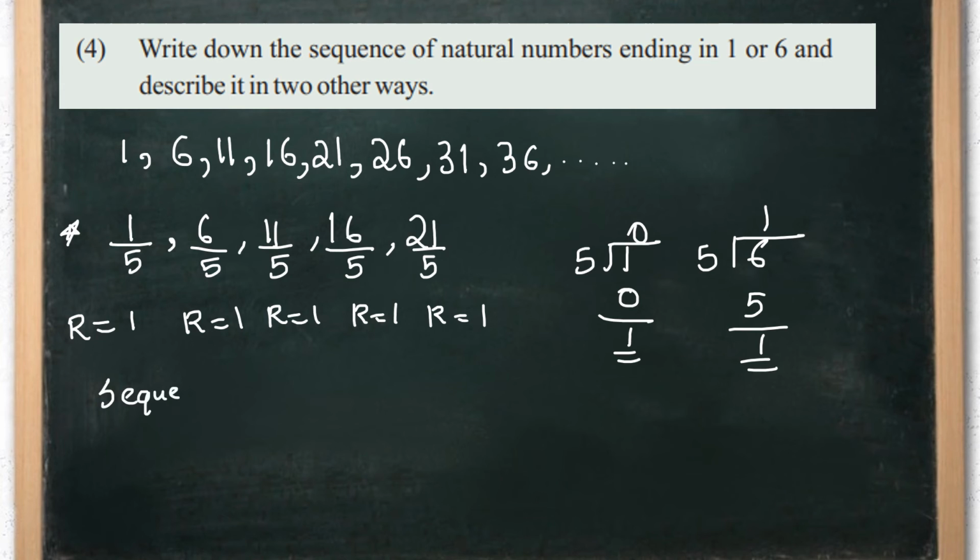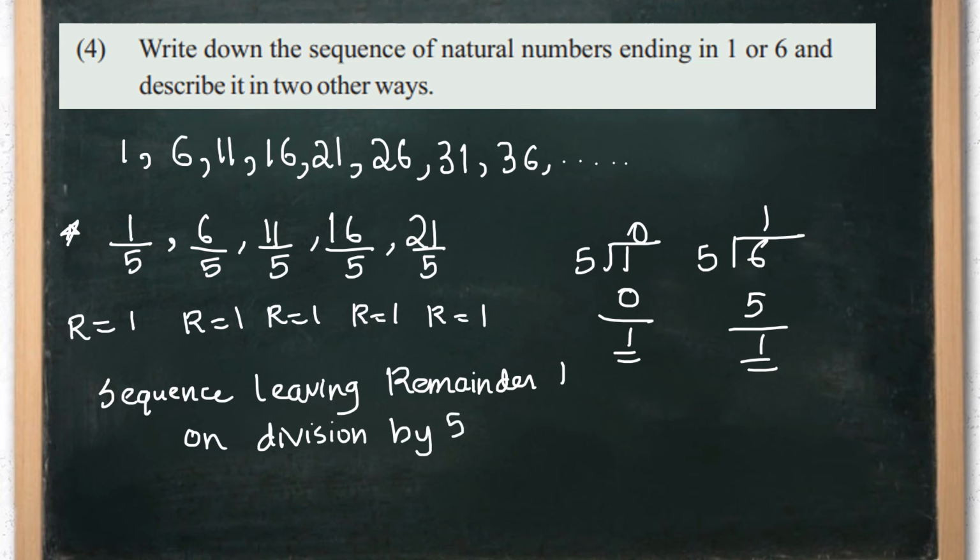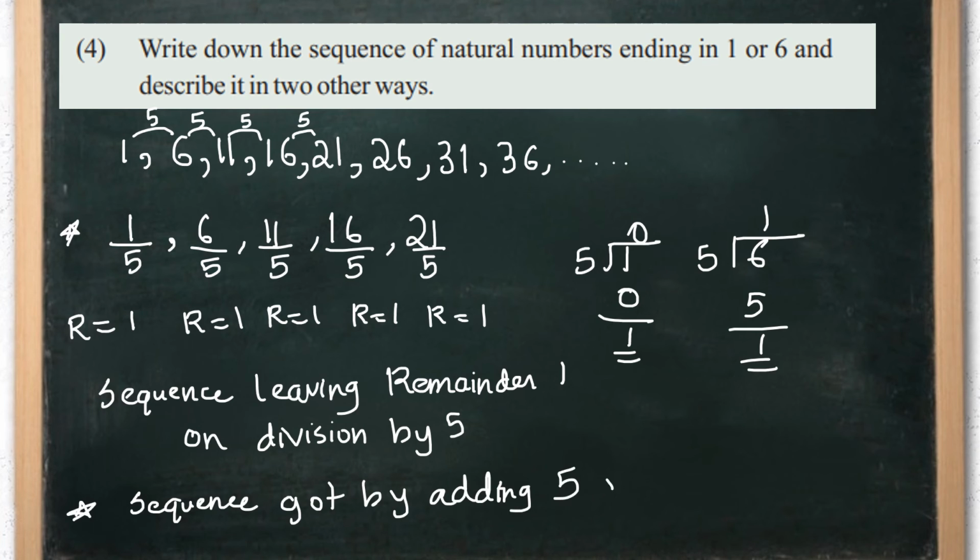So this is one method to describe the sequence. That is, sequence leaving remainder 1 on division by 5. Another method to represent the sequence is to check the difference between the terms. That is 6 minus 1, 5, 11 minus 6, 5. If you check the differences or the gaps, you can see that they have a difference of 5. So this sequence is got by adding 5 to 1 repeatedly. So another method to describe the sequence is sequence got by adding 5 repeatedly to 1.